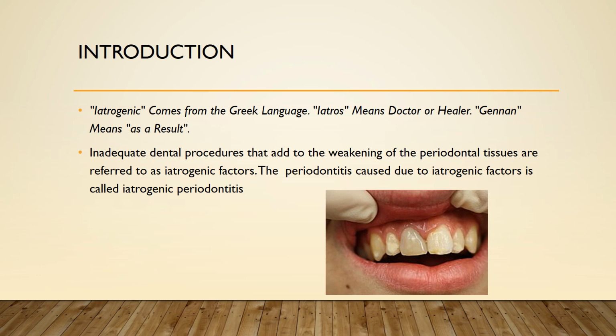So coming to the introduction part, what is iatrogenic? Iatrogenic is taken from the Greek language: iatros, which means doctor or healer, and genic, from gen, which means as a result. So what is iatrogenic periodontitis? Inadequate dental procedures that add to the weakening of the periodontal tissues are referred to as iatrogenic factors. So the periodontitis that is caused due to these factors, that is, the inadequate dental procedures, is called iatrogenic periodontitis.